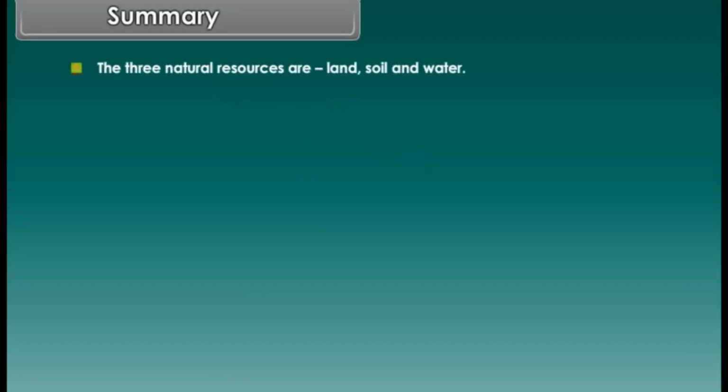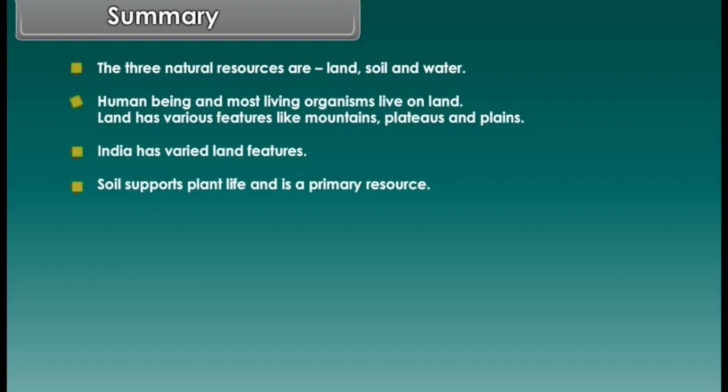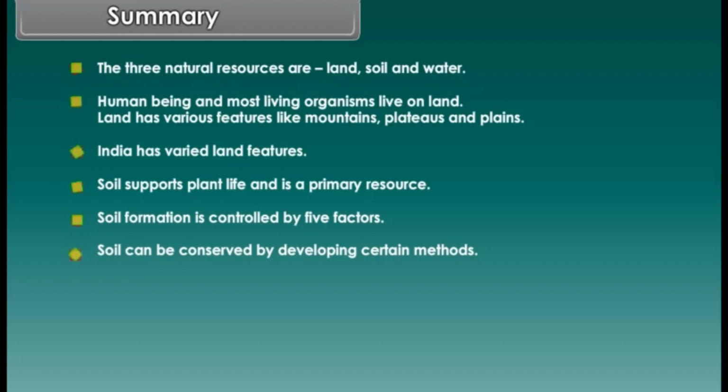Summary: the three natural resources are land, soil and water. Human beings and most living organisms live on land. Land has various features like mountains, plateaus and plains. India has varied land features. Soil supports plant life and is a primary resource. Soil formation is controlled by 5 factors. Soil can be conserved by developing certain methods.